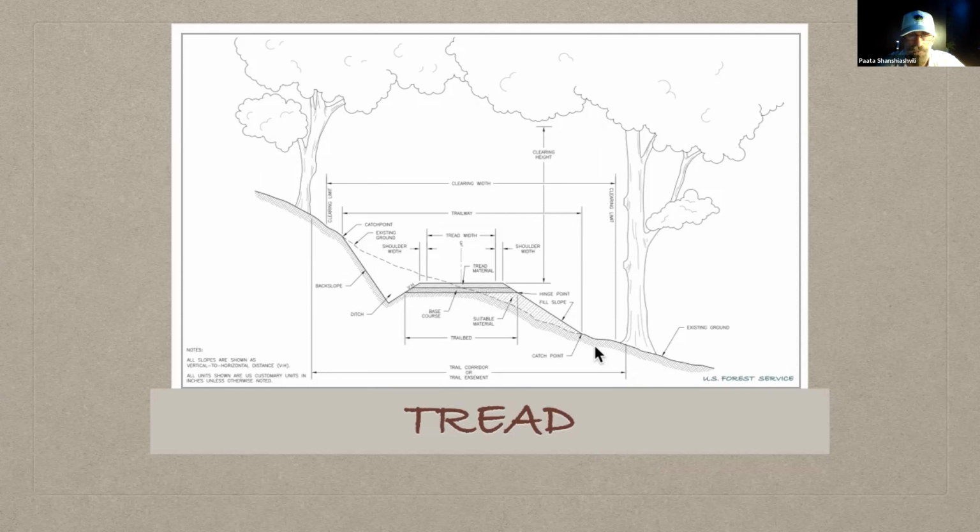Larry? And boardwalk. This one's at Acadia National Park.